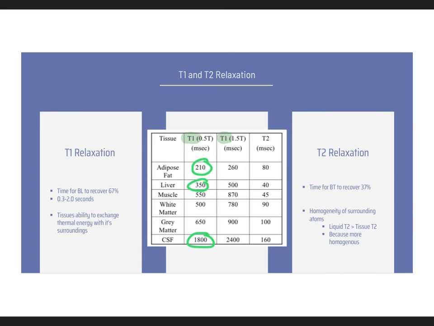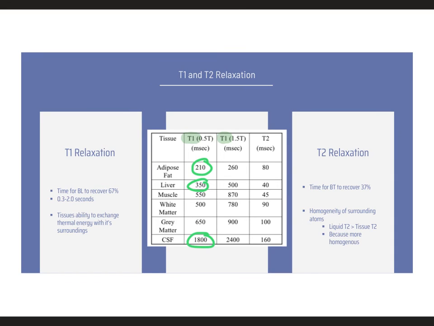There's also something called T2 relaxation, and this is the time for the transverse magnetic field to reduce to 37% of what it originally was. T2 gives us information about the homogeneity of the surrounding atoms. Liquids have a longer T2 than tissue because they are significantly more homogeneous.